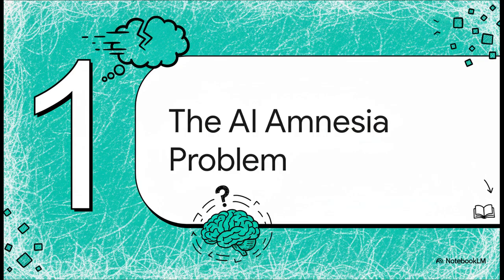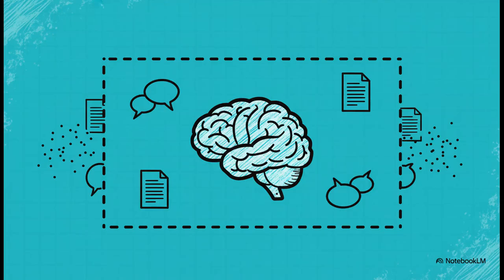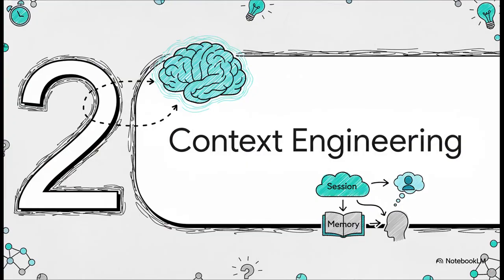Let's call it the AI amnesia problem. Here's the deal. Large language models, LLMs, don't have any built-in memory. At their core, they're completely stateless. Their entire world, their entire understanding is limited to what's right in front of them in this thing called a context window. And the second that conversation ends, poof, that window slams shut and everything you just talked about is gone.